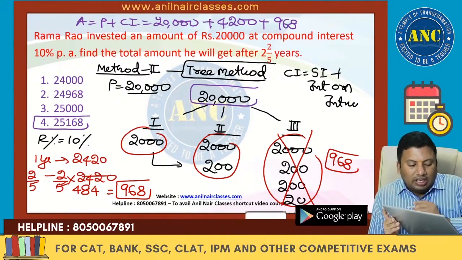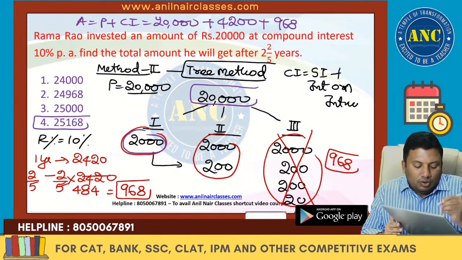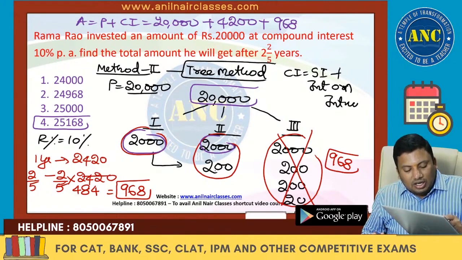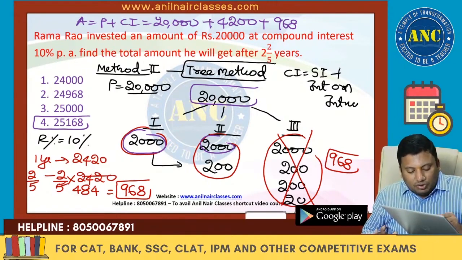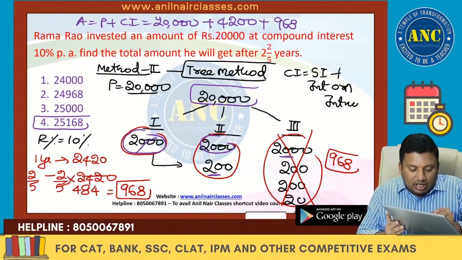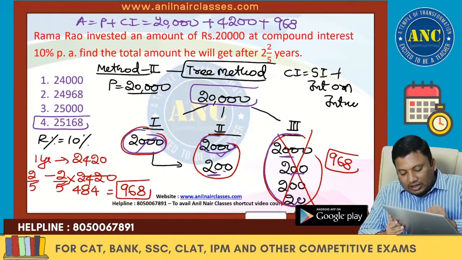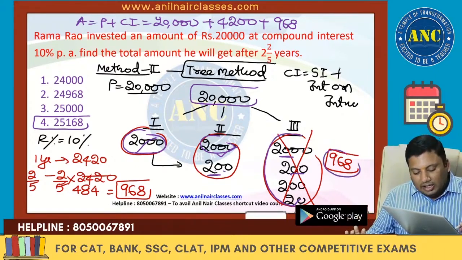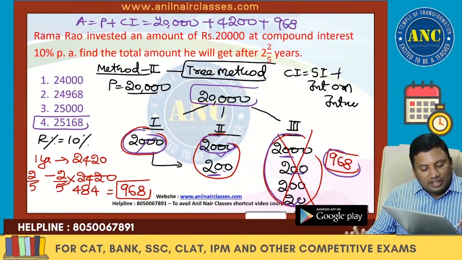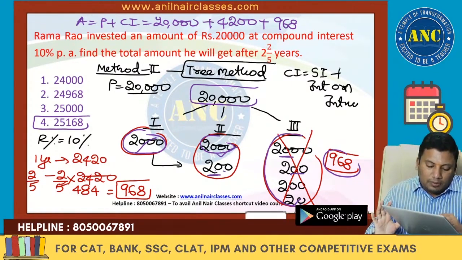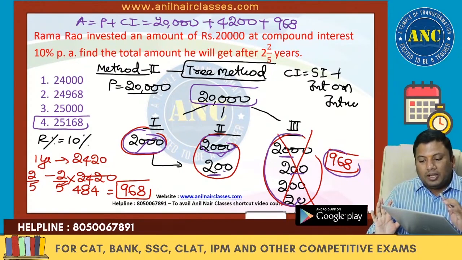Principal is 20,000. Interest is 2,000, 2,000. CI is SI plus interest on interest. 10% of 2,000 is 200. Third year SI is 2,000, plus interest on interest for the entire third year. But I want for 2/5 of a year. So 1 year it is 2420, 2/5 it is 968. So total compound interest is 2,000 plus 2,000 plus 200 plus 968.